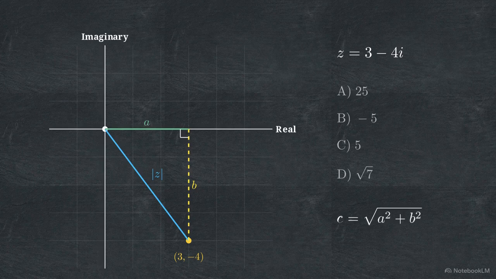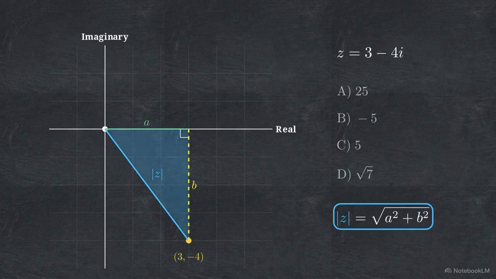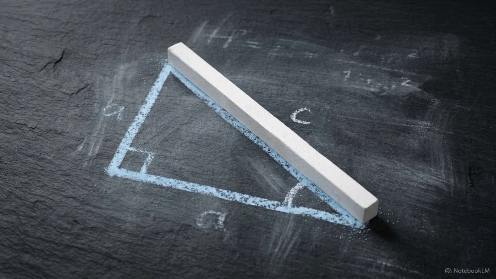By taking a squared plus b squared equals c squared and isolating the hypotenuse, we define the modulus. The absolute value of z equals the square root of a squared plus b squared. Finding the modulus is simply finding the longest side of a right triangle, hidden in plain sight.